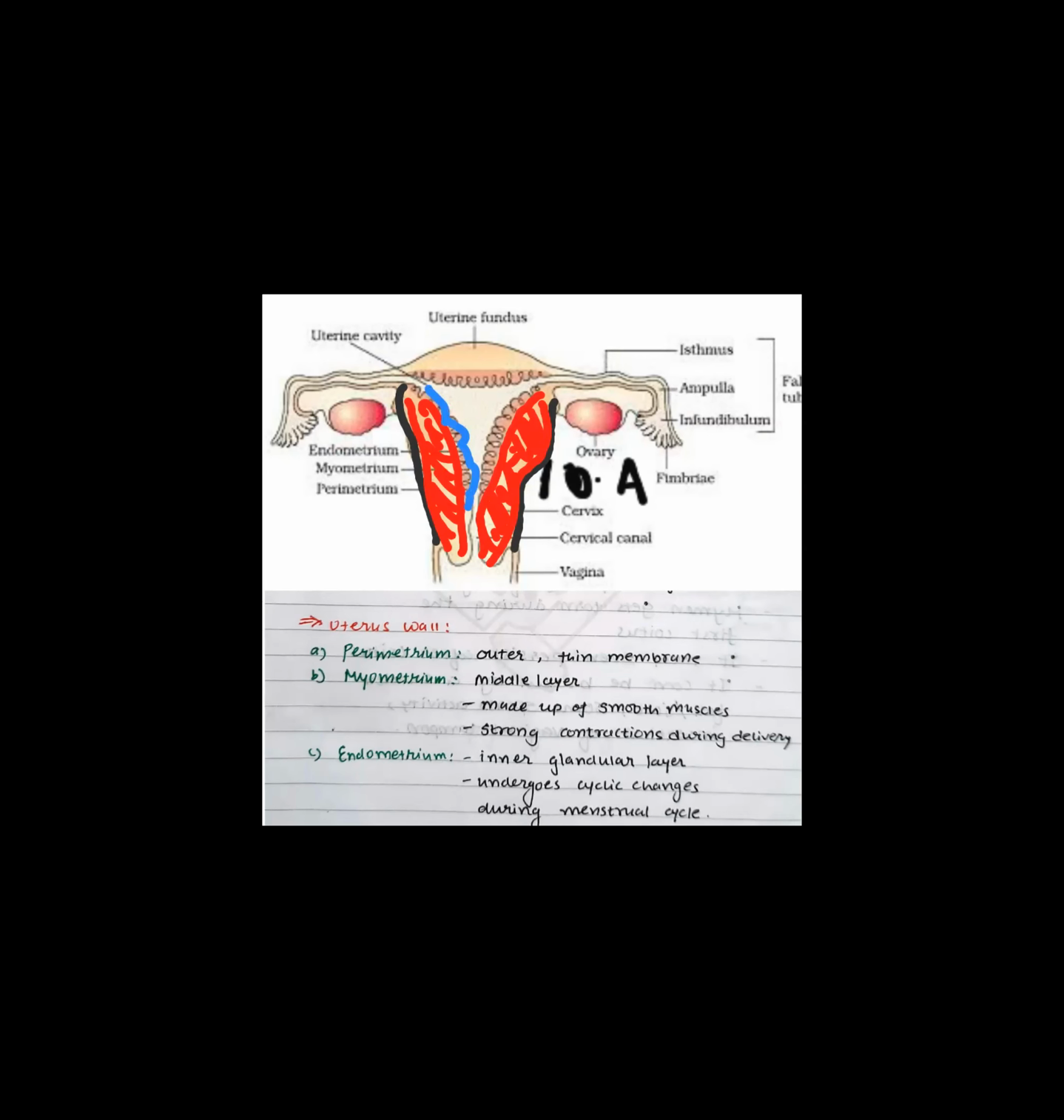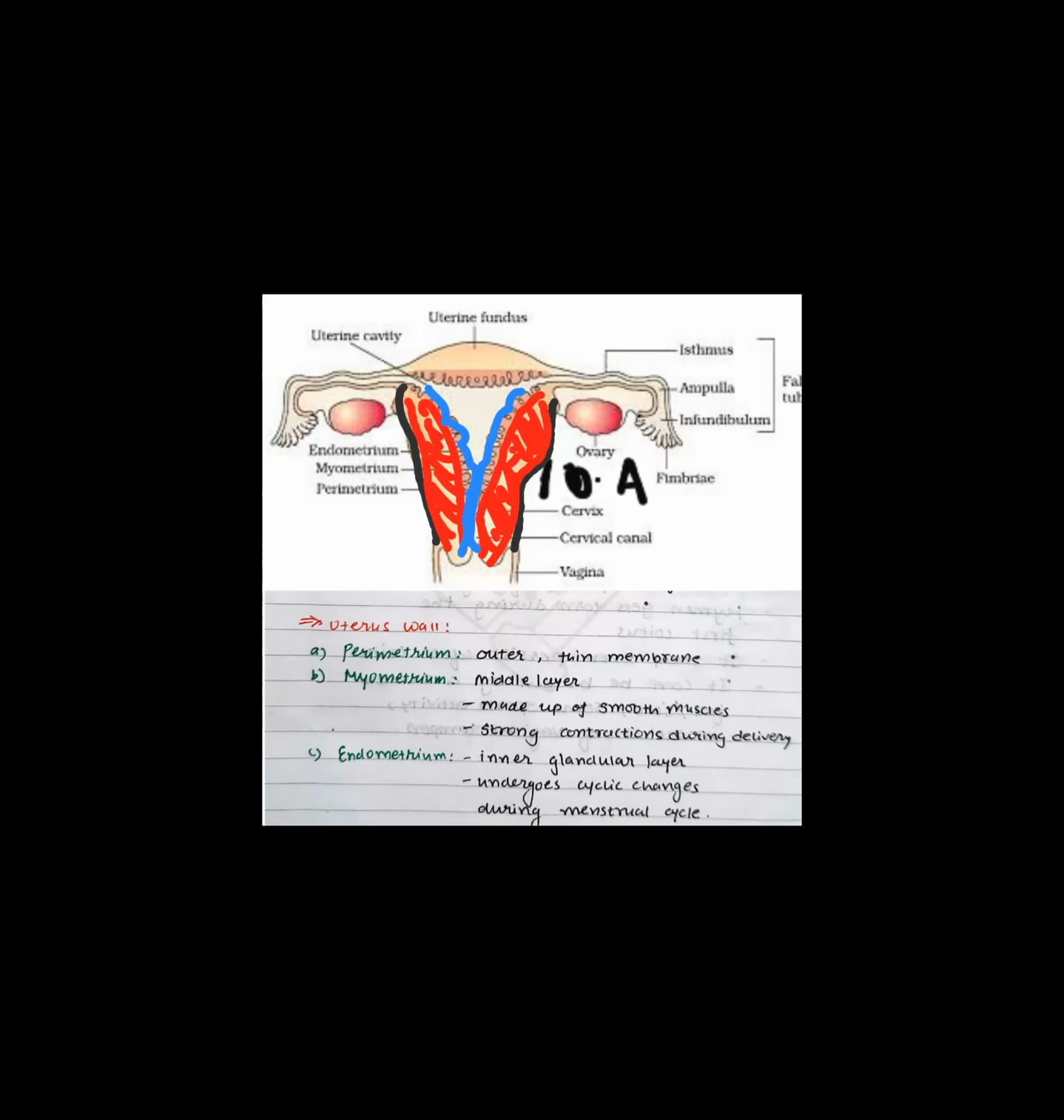Then this is the innermost layer of the uterus. This is termed as endometrium. If outer one was perimetrium, middle one was myometrium, inner one is endometrium. The most important layer. It is the innermost layer. It is highly glandular. It has lots of mucus glands and lots of blood vessels and connective tissue. It undergoes cyclic changes during menstrual cycle.